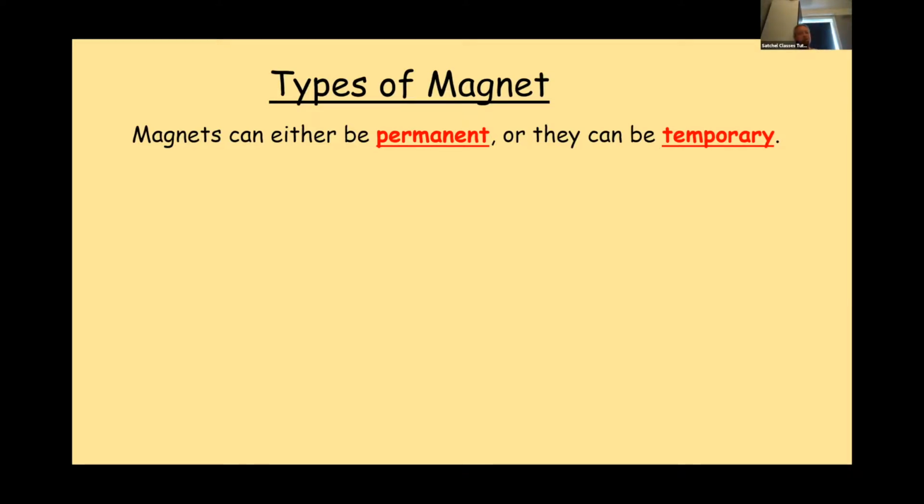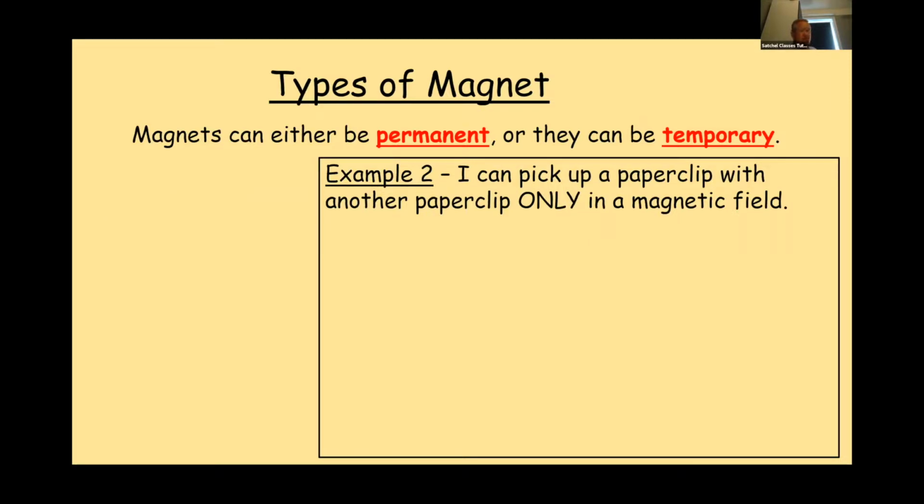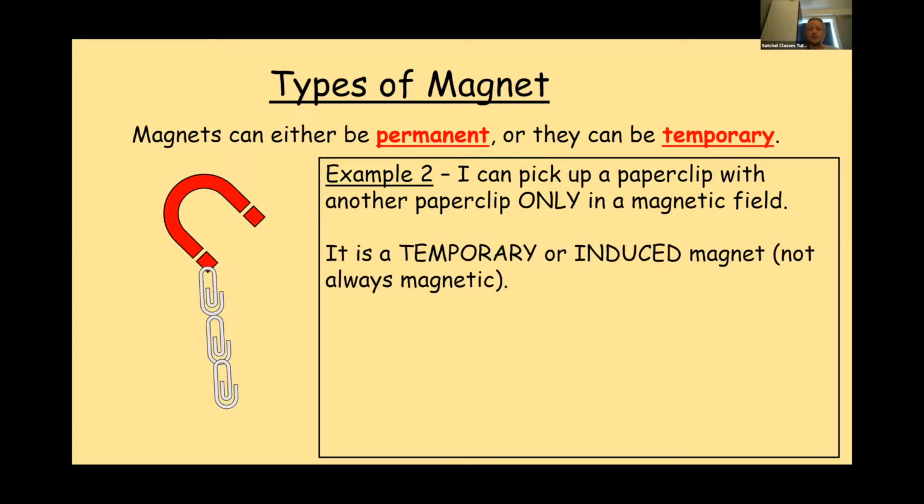A temporary magnet, such as a paperclip that's attached to a magnet picking up another paperclip, well, that'll only work whilst it's in a magnetic field. So a magnetic material like a paperclip can be induced as a magnet. That means we can make it a temporary magnet as long as it's in the magnetic field of a permanent magnet.